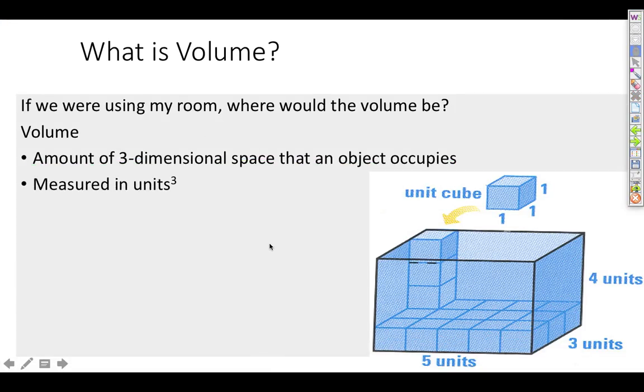Volume is measured in units cubed with a 3 because we're talking about filling up a shape. You can't fill up a shape with flat squares. You would fill up a shape with cubes that have a depth. Okay? We're talking about three-dimensional space now, so we've got a 3 for our units.